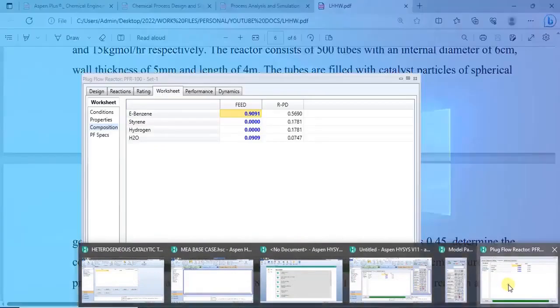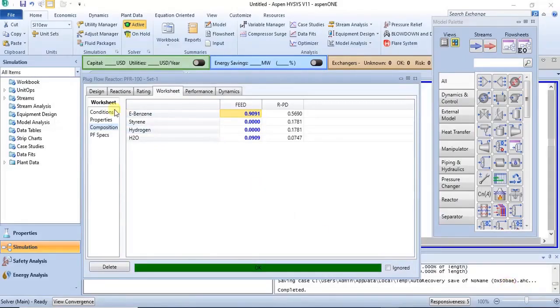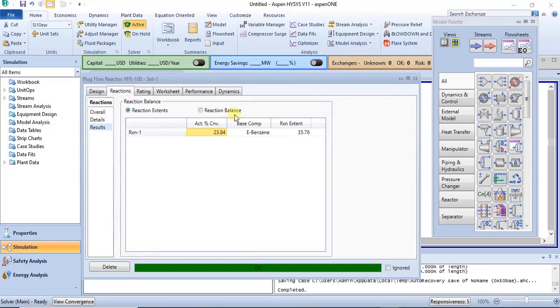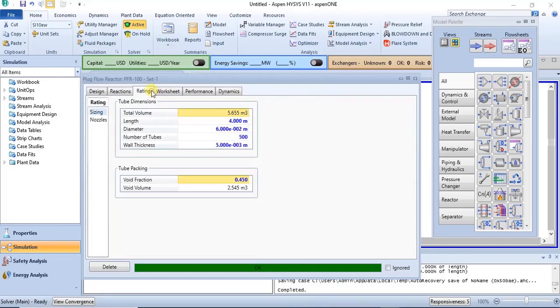So based on both of those, we have the composition of the reactant, the product, the reactor output, right? This is the composition of the reactor output, and then this is the conversion of ethyl benzene, right? So you can see base component ethyl benzene, and then this is the conversion 23.84, based on the specifications we have made.